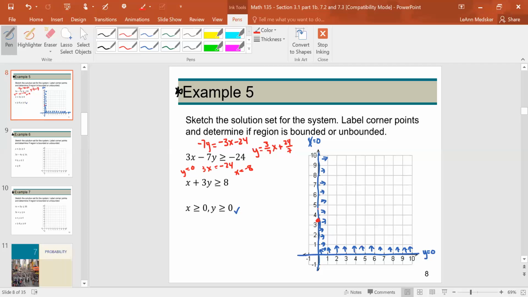And we're going up 3, right? Over 1, 2, 3, 4, 5, 6, 7. And we want to draw the line through that. And then we need to determine which side we're shading. If we put in a test value of 0, 0, that would be 0 minus 0 is greater than or equal to negative 24. 0 is greater than negative 24, so that's true. And 0, 0 is down here, so we're going to be shading towards the 0, 0.